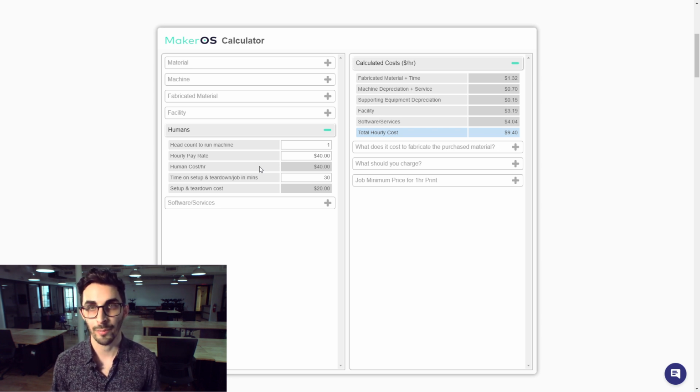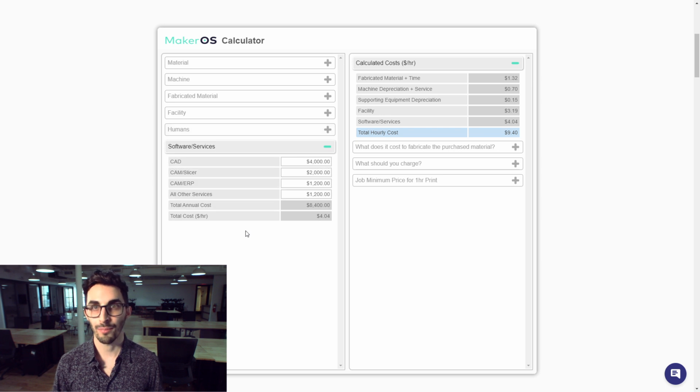Now enter in what the hourly pay rate is for a person that's running this operation. So let's just assume in this example, $40 per hour. Might be high, might be low. Enter what value makes most sense for you. And we're going to say that this is typically going to take 30 minutes to set up a print job using SLA. This includes, again, preparing the file, putting it in the slicer, orienting it, taking the part out, support removal, all those good things. So that comes out to, for every one print job, if it takes 30 minutes, $20 worth of setup and teardown cost per print job.